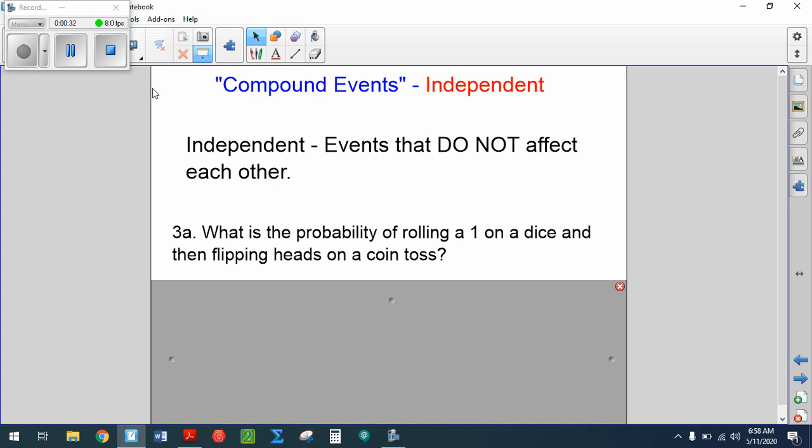When we talk about compound events, we need to talk about independent or dependent. In these first couple of examples, independent events are events that do not affect each other. For example, what is the probability of rolling a 1 on a dice and then flipping heads on a coin toss? Rolling a dice and flipping a coin have really nothing to do with each other. When you roll a 1 on a dice or a 2 or 3 or 4 or 5 or 6 on a dice, it does not affect what happens when you flip a coin.